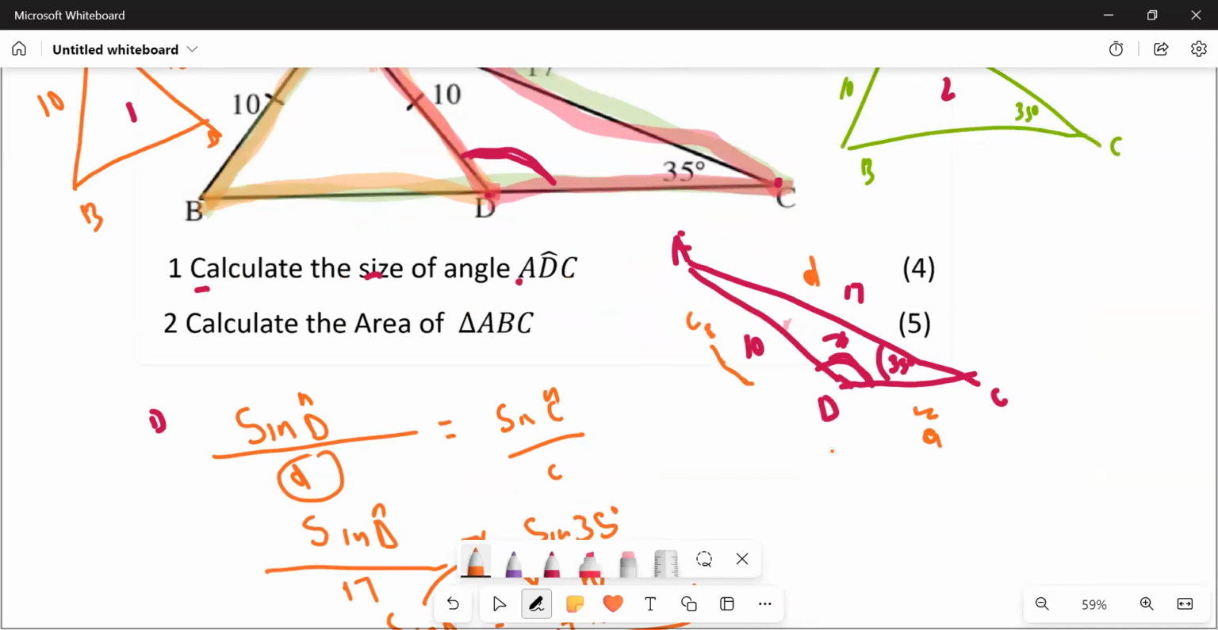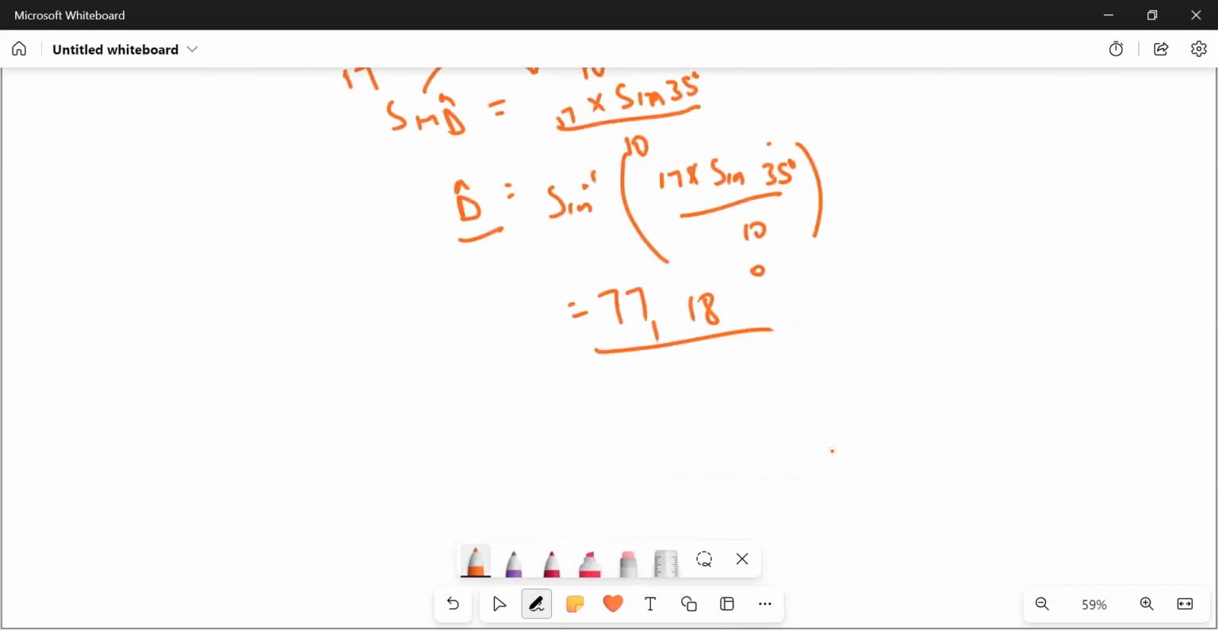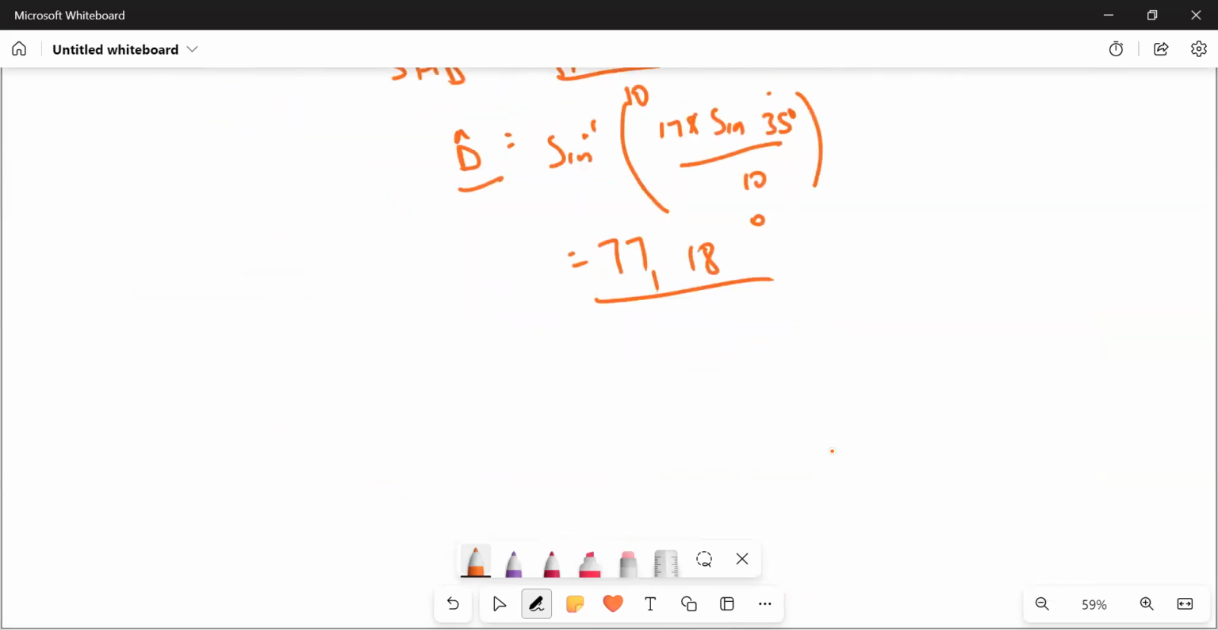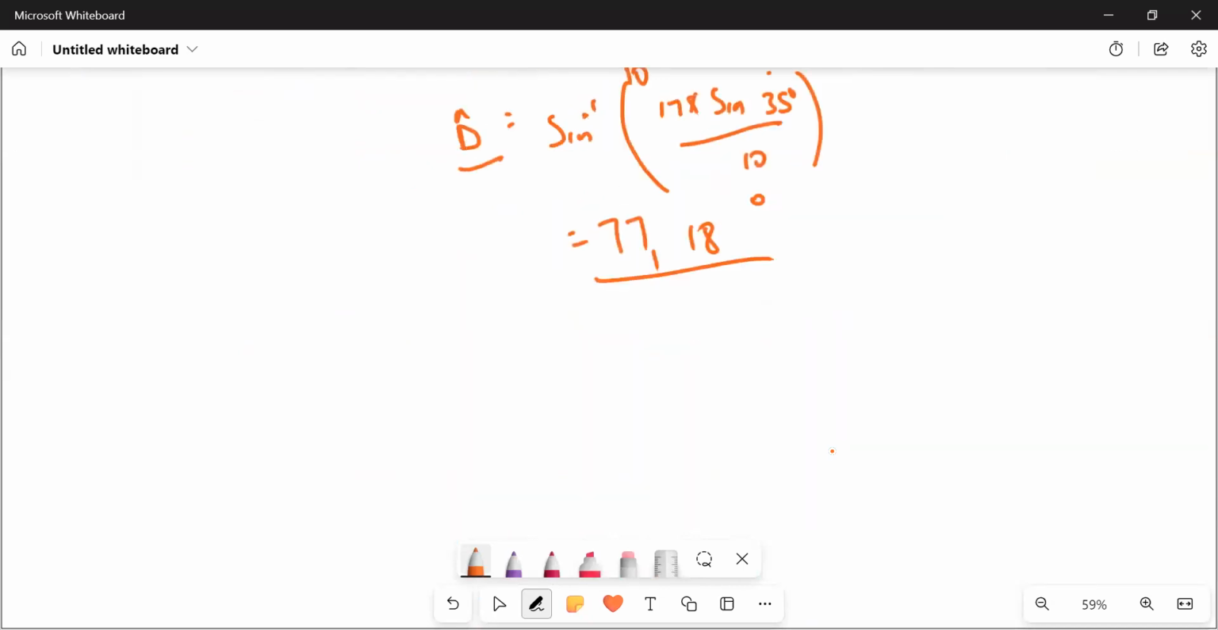Let's check here. Does it make sense for this angle here to be 77? Can it be 77? No. Because we got 77 here, are they lying? I'm getting an obtuse angle, greater than 90. So I feel like they are lying.